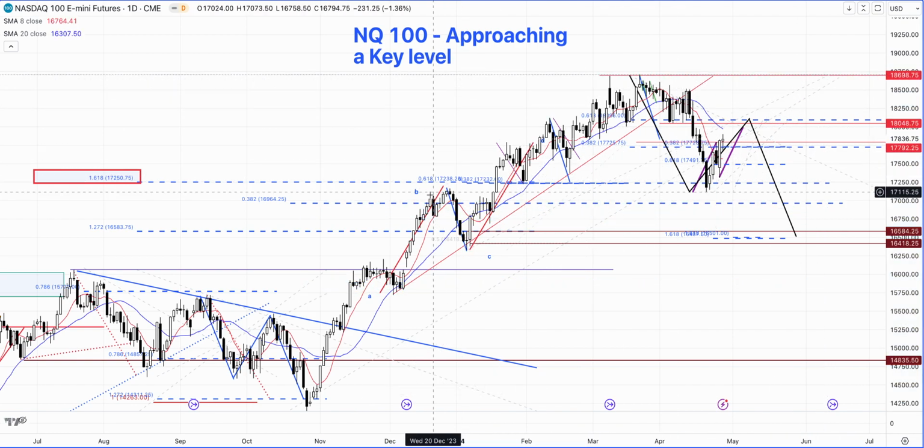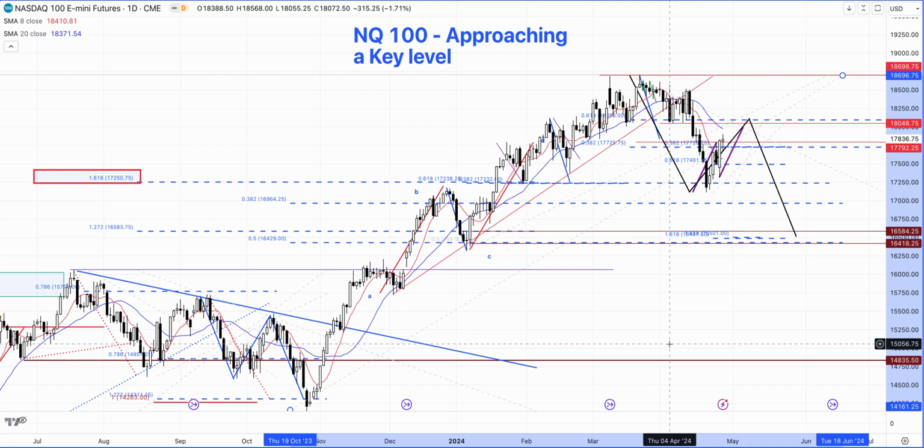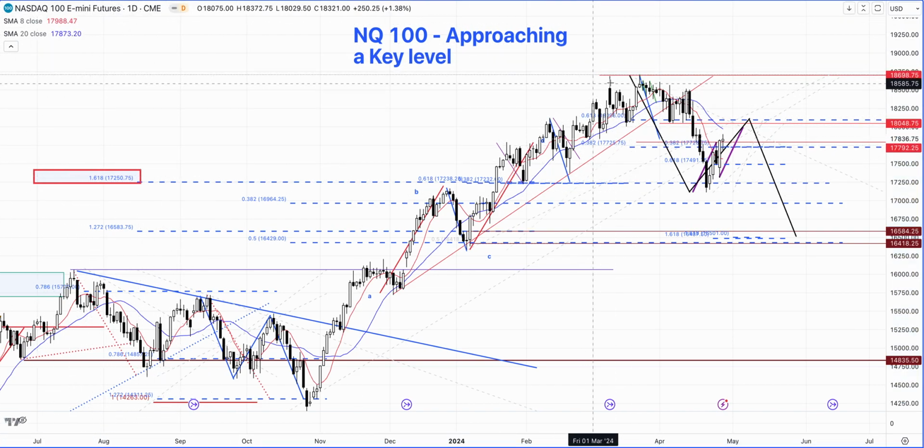What it means is that 16,964 is the 38.2% retracement, but this will be actually going a little bit below that. It will be like 50%. So the 50% retracement will also be very close to it. So that's one scenario in which the correction could unfold, and if that were to happen, then let's take a look in percentage points at how much that would be.